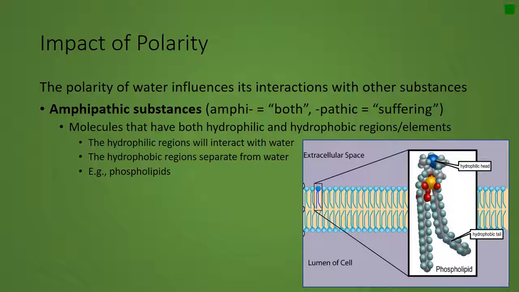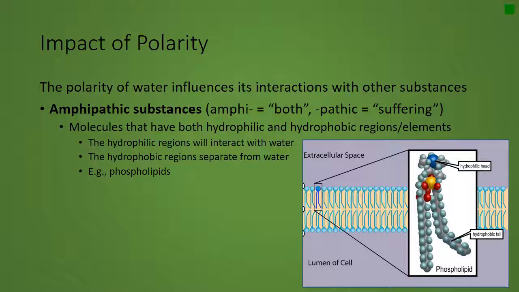Now, we can have substances, solutes as you wish, that are both water-loving and water-hating. In other words, one end of it is hydrophilic, one end of it is hydrophobic. We call them amphipathic substances. Ampha for both, pathic for suffering. They will suffer both. So the hydrophilic regions of this molecule, and they're usually pretty large molecules at this point, will interact with the water. The hydrophobic regions will separate from the water.